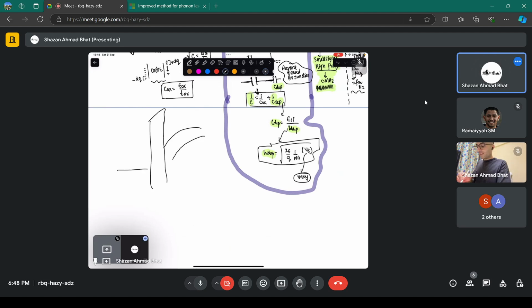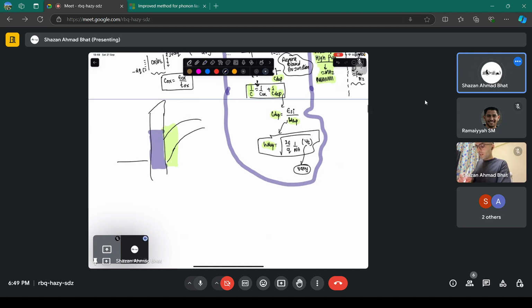The only capacitive regions we consider are the oxide capacitor and the depletion capacitor. This one is the oxide capacitor, and this is the W depletion capacitor. That means we consider it like this.